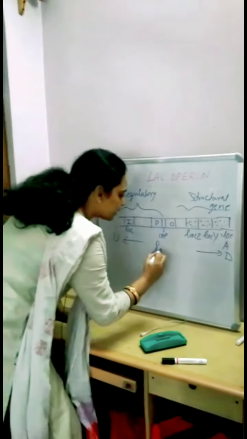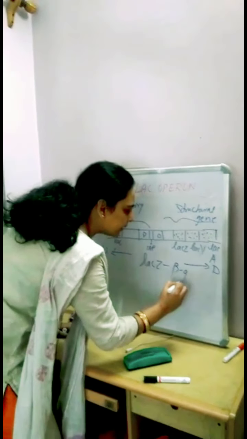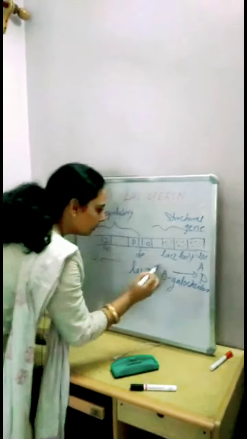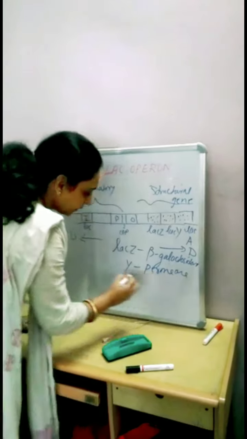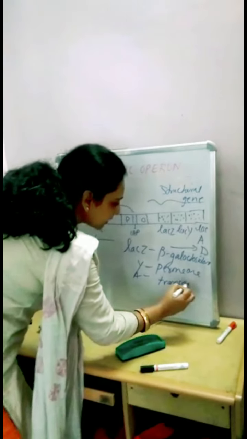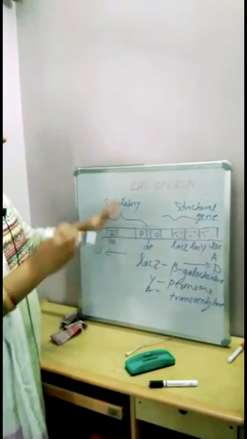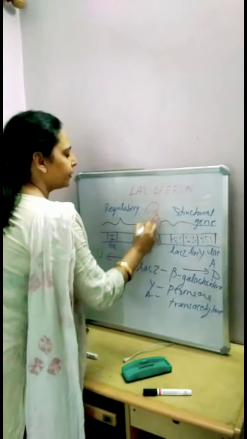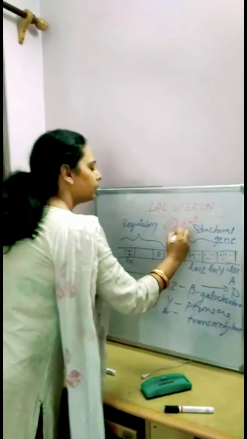Now let's see what each gene produces. lac Z produces the enzyme beta galactosidase, lac Y produces permease, and lac A produces transacetylase. Now see here, RNA polymerase is an enzyme which is required for the entire process of transcription. This is RNA polymerase.